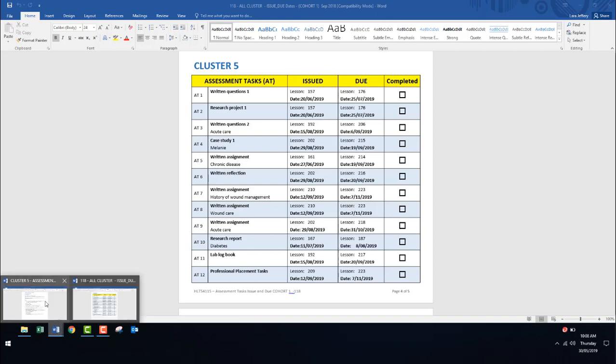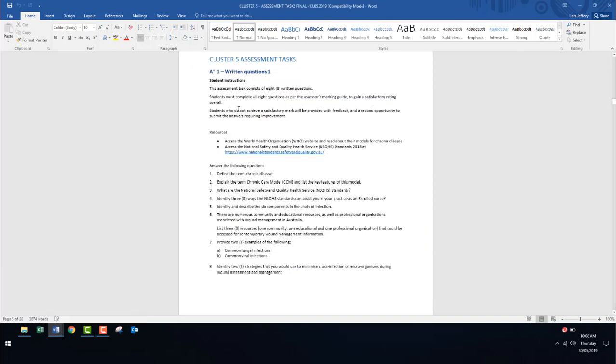Let's discuss assessment task 1. So here we've got a series of 8 questions, and students must complete all 8 questions, and you can use these resources here to help you, plus some additional research which I'll discuss with you.